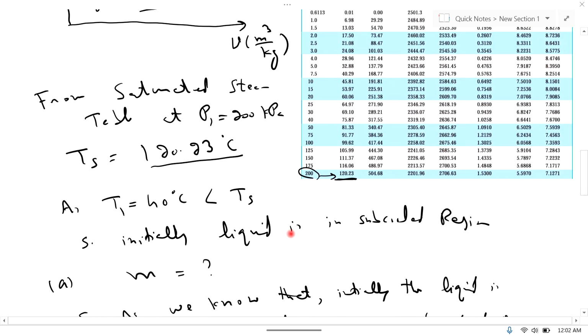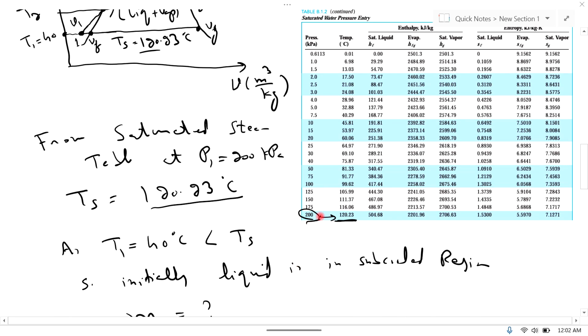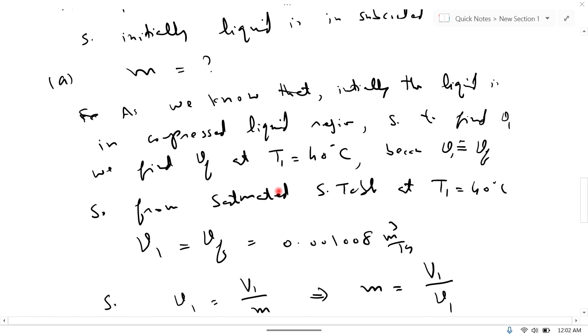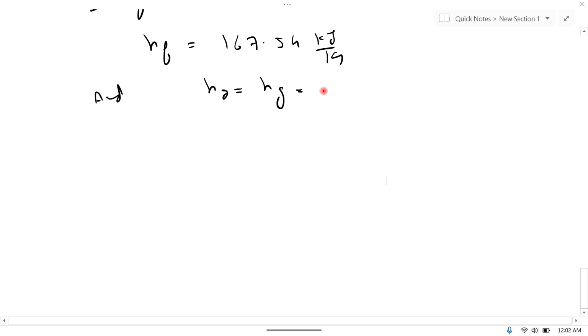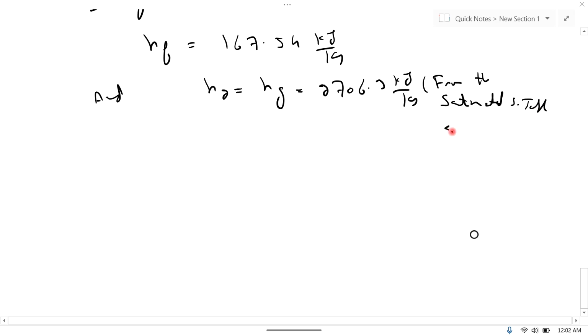This is pressure in kilopascal, and this value is Hg. So H2 is equal to Hg, 2706.3 kilojoule per kg, from the saturated steam table at pressure P2 equal to 200 kilopascal.